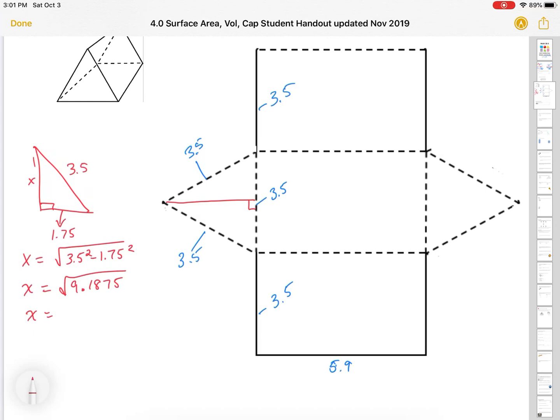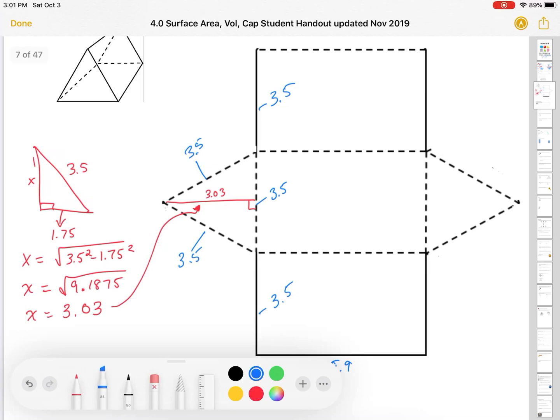Did I not get the right number? Let me double check that. Okay, that's right. So 3.5 squared minus 1.75 squared equals, and I get 3.03 for my height. Okay, so that's 3.03 in there, and that's where I figured it out using the Pythagorean theorem. Okay, so now I have all my numbers that I need.